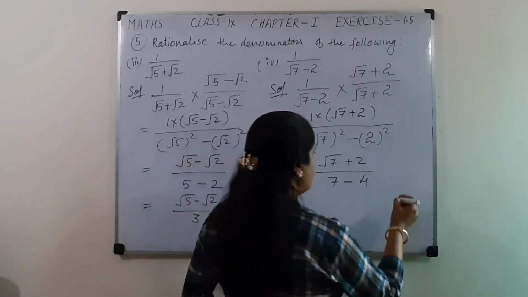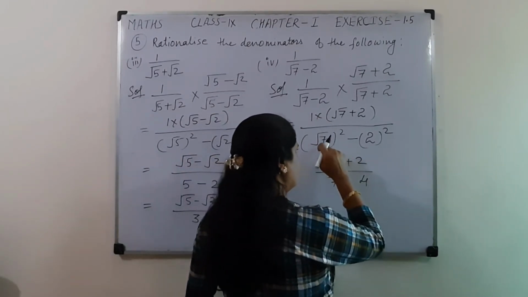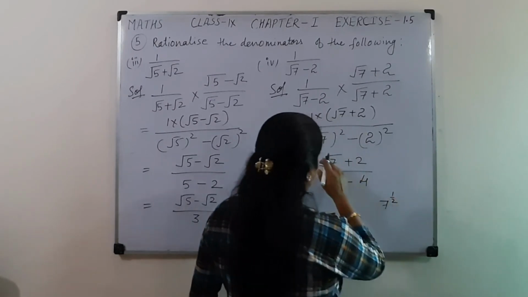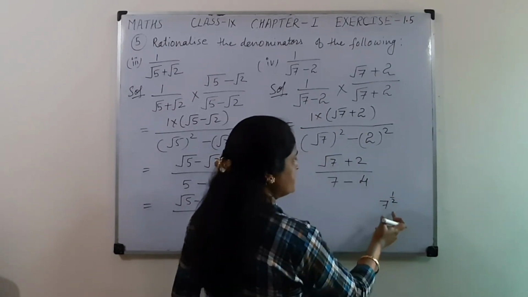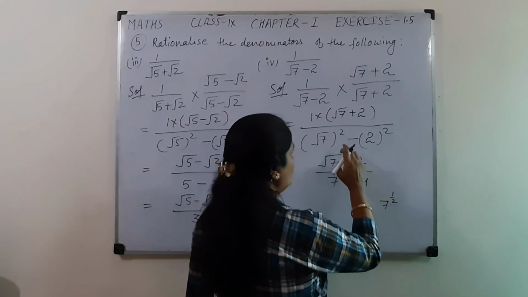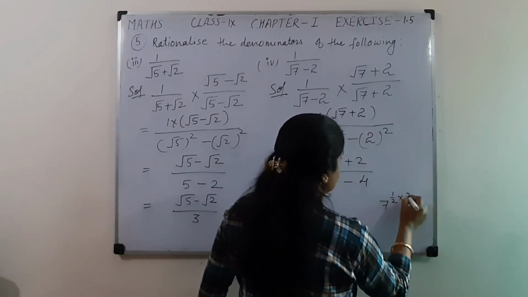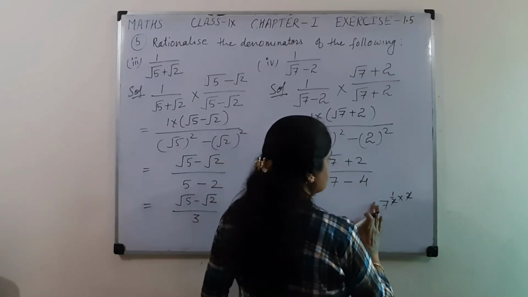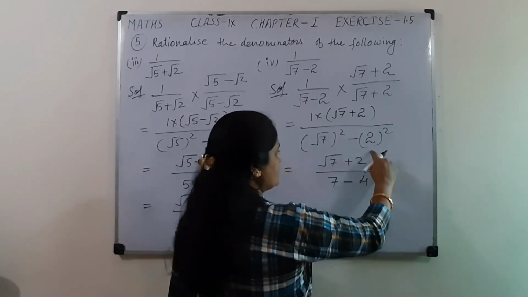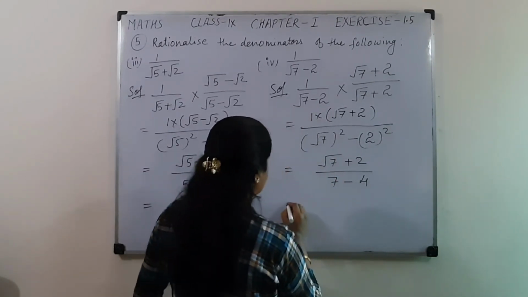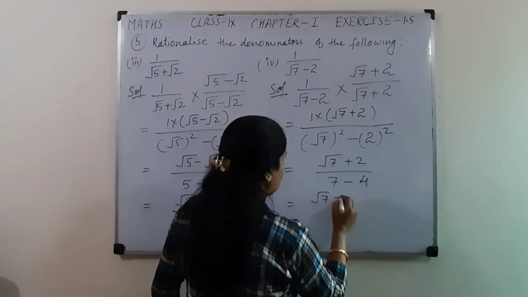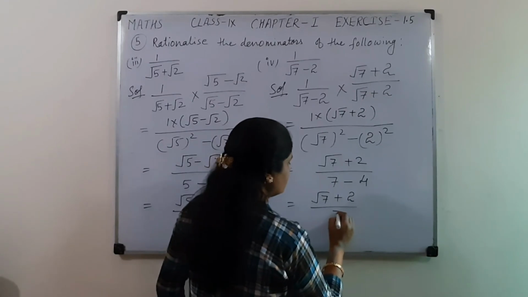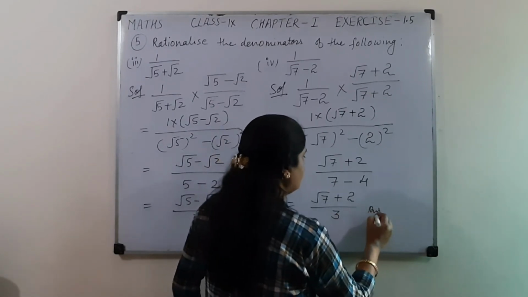Do you know here, the 7 is written in the root. It means 7 raised to power 1 by 2, because the root's meaning is power 1 by 2, and square means 2. So the 2 and 2 will cancel. Hence what will remain here? 7. But the square of 2 will be 4. Root 7 plus 2, 7 minus 4 is 3. This is the answer.